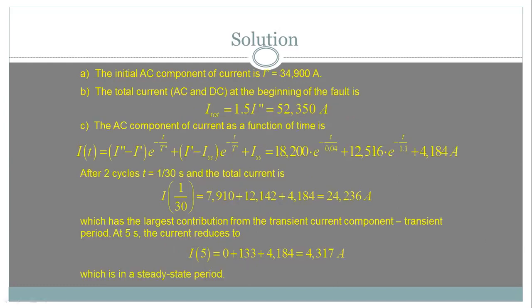We know in our question it is given that the initial DC component is 50% of its AC component. So we have to find the initial AC plus DC current, that is the AC current plus 50% of its AC component. That is 1.5 times the subtransient current. Then the initial AC plus DC current is 52,350 ampere.